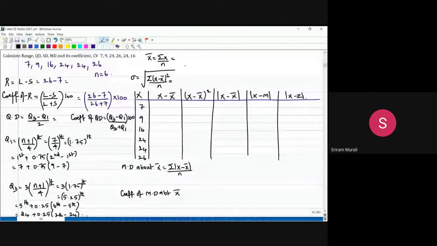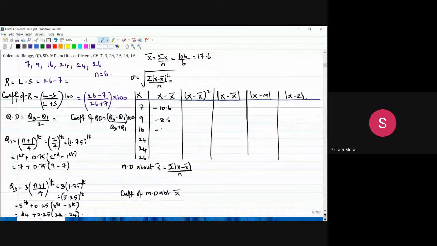Adding everything, we get 106. 106 divided by 6. How much do you get? Is it not 17.6? Yes, sir. So, what is the difference of x minus 17.6? 7 minus 17.6 will be minus 10.6. 9 minus 17.6 is minus 8.6.